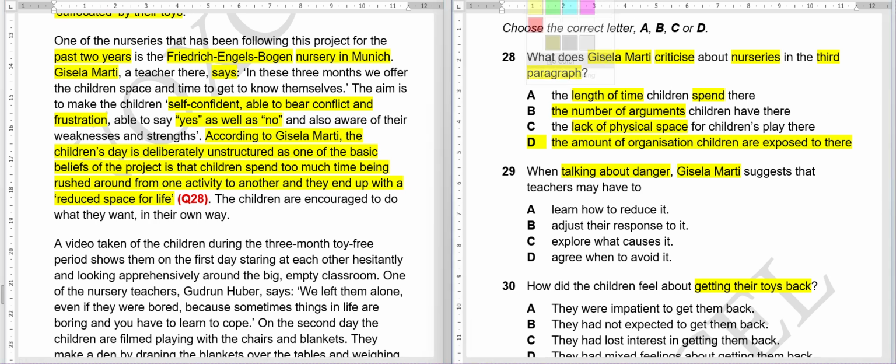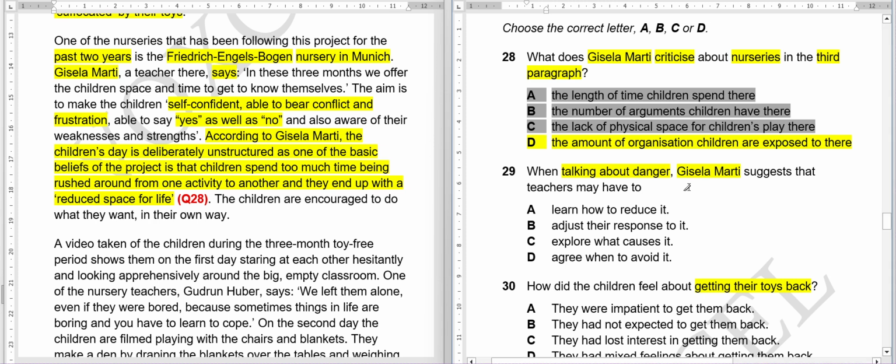So first option: the length of time children spend there. There is no mention of the length of time. The number of arguments? No, this person is not criticizing that. In fact they are encouraging children to bear conflict and to solve conflict. There is no mention of the number of arguments. The lack of physical space for children, there is no mention of that, though many students will say reduced space, lack of physical space. No. Reduced space for life, this is the complete phrase, that means they are not able to live their life fully. It's a sort of metaphor, it's not about the lack of space. I hope it is clear.